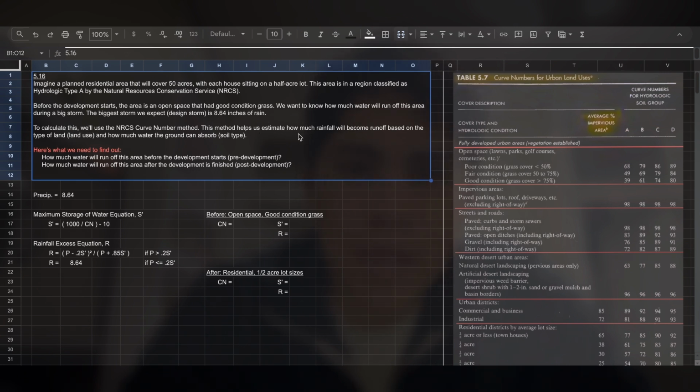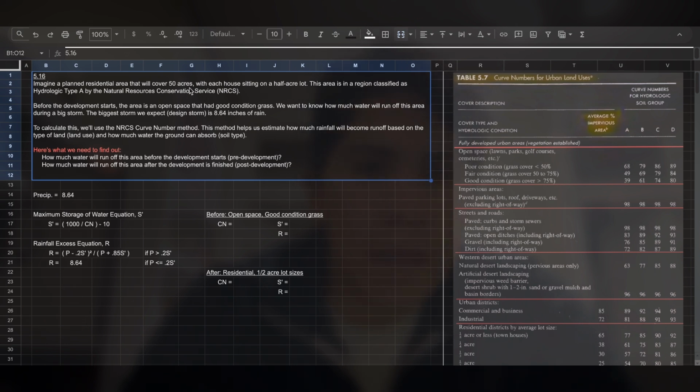This method helps us estimate how much rainfall will become runoff based on the type of land, the land use, and how much water the ground can absorb, the soil type. Hopefully this is just a review from the previous video. We have a pre-development and post-development case.